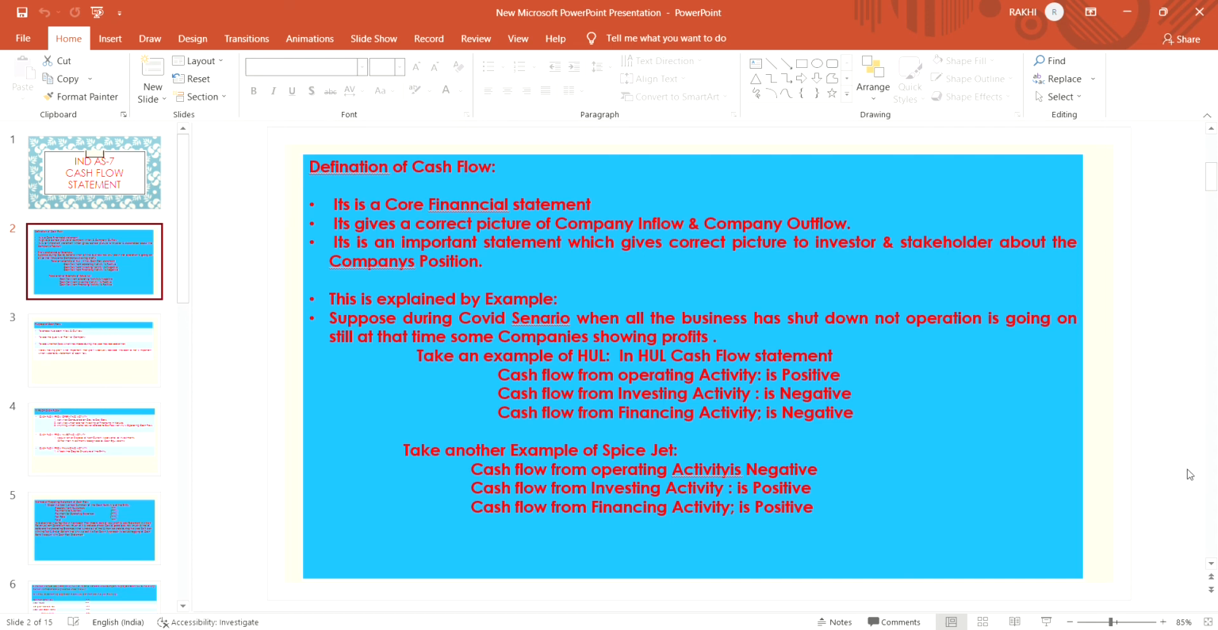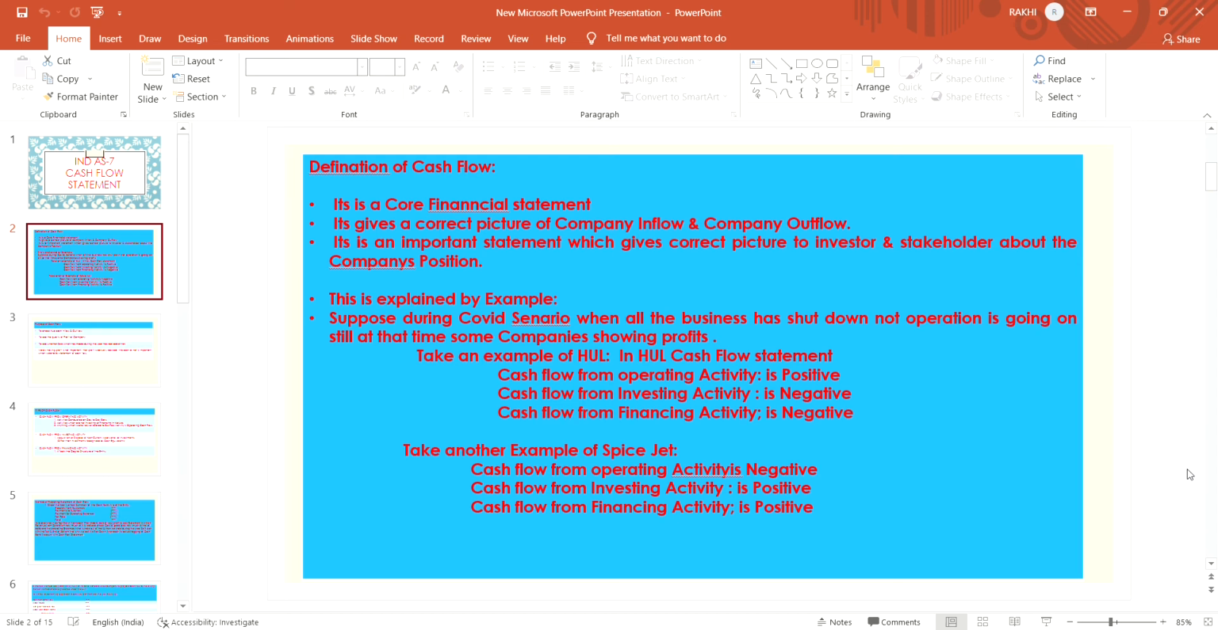I'm taking the example of HUL. If you take the HUL cash flow statement, which they prepared during the COVID scenario, their cash flow from operating activity is positive. The cash flow from investing activity is negative, and from financing activity is negative. It means their operation is actually well. Positive means they are doing work. Their operations are good, meaning their income from operating activity is positive.